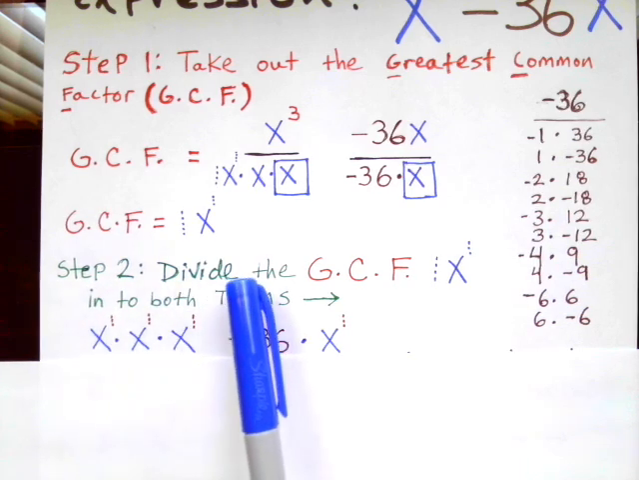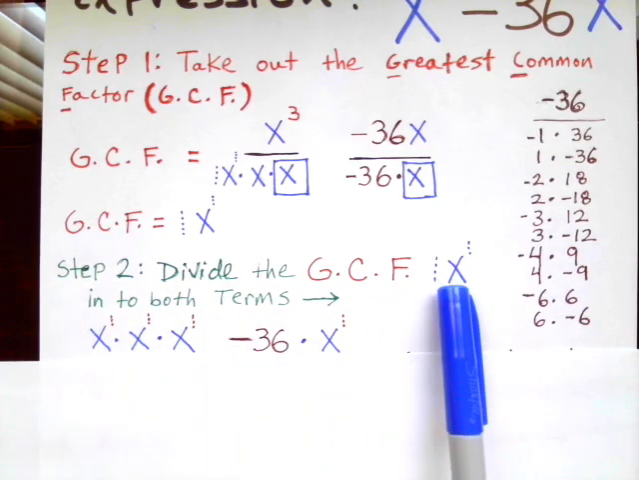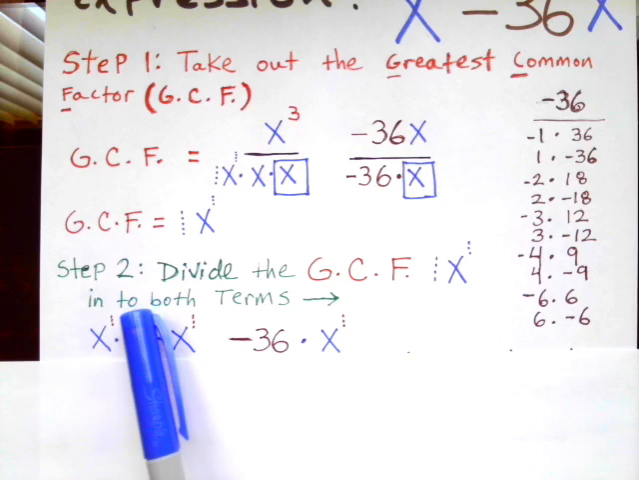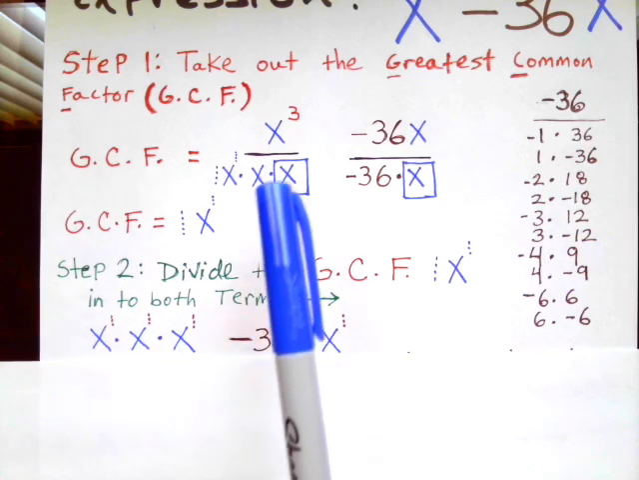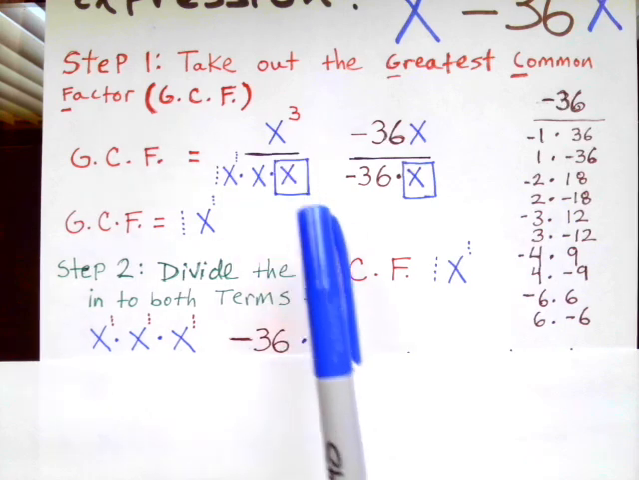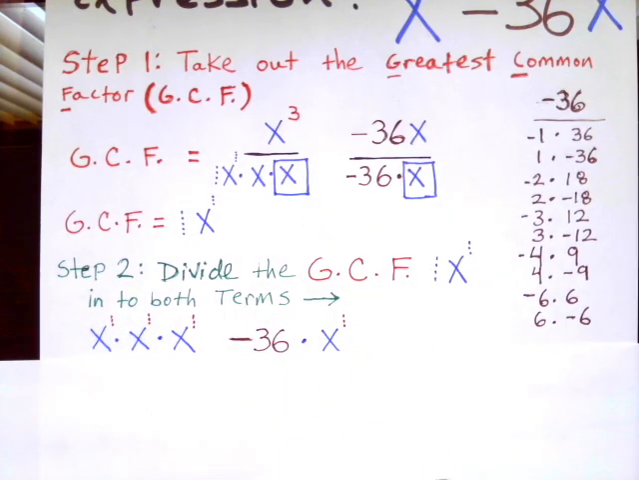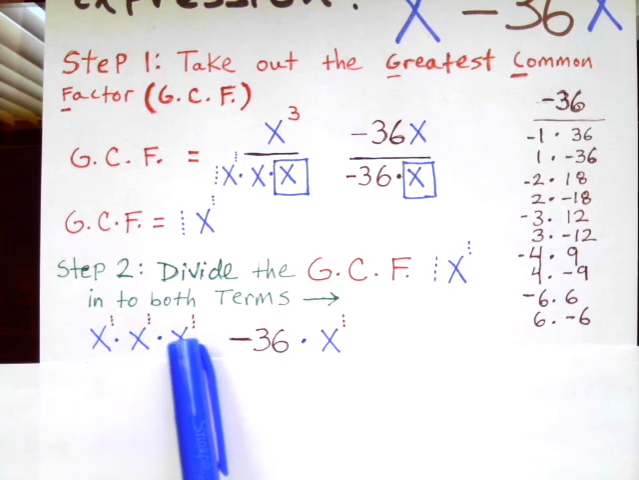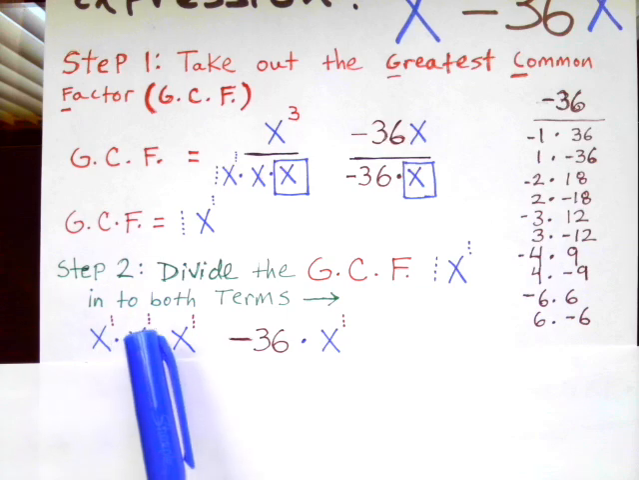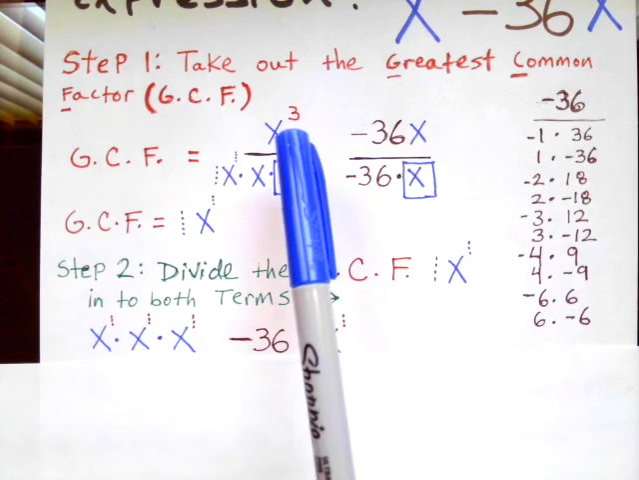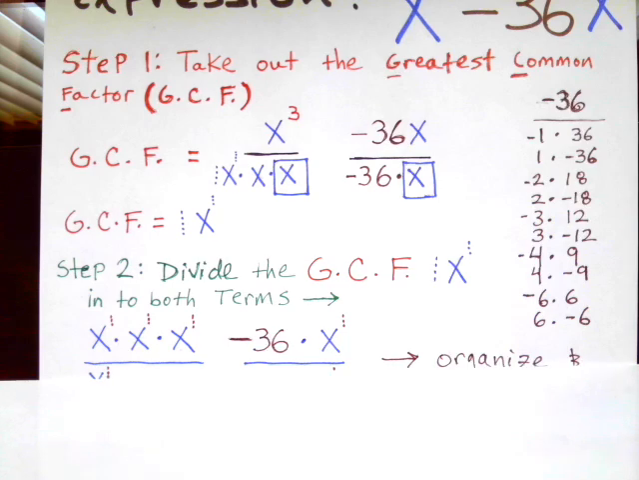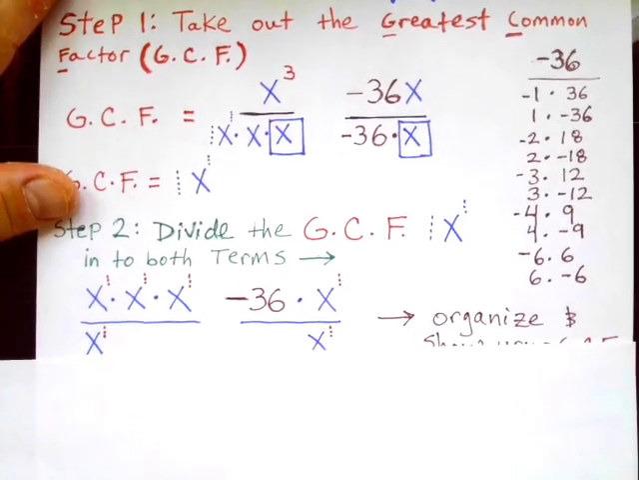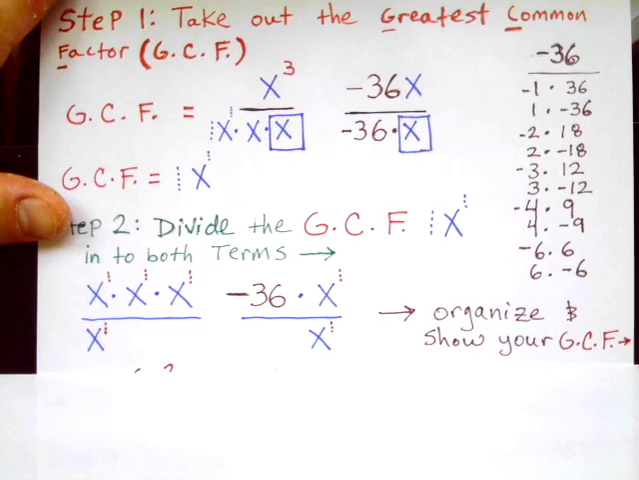Step 2, we want to divide the greatest common factor, that's our 1x to the first power, into both of the terms. So I want to divide 1x into both of these terms. And so understand the rule. When you divide exponents, you subtract. When you multiply exponents, 1 plus 1 plus 1, you add them together to get 3. So moving forward, if you haven't seen those videos, you can go ahead and check out those videos if you would like.